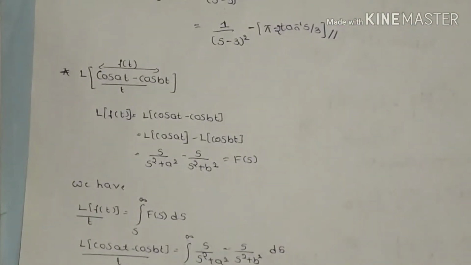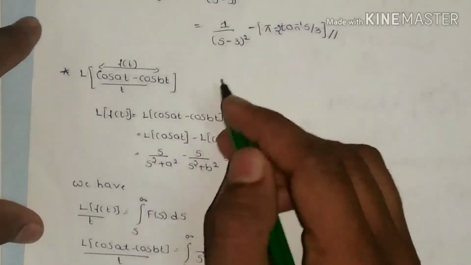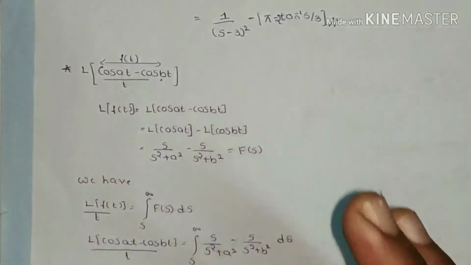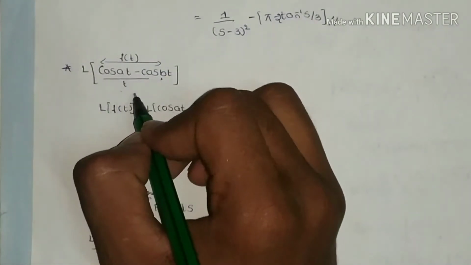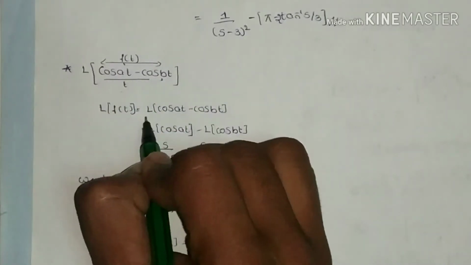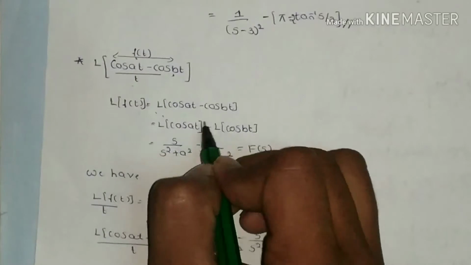It is one of the important problems that may be asked in your exam, so look carefully. Cos at minus cos bt, it is in the form of the third property, the integration property. Let us call it f of t. Laplace of f of t, what is the value of f of t here? Cos at minus cos bt.